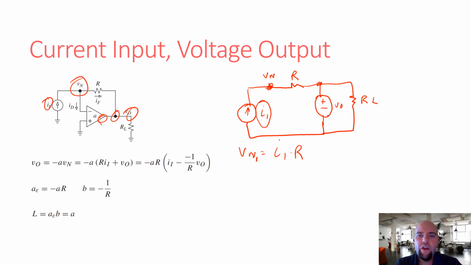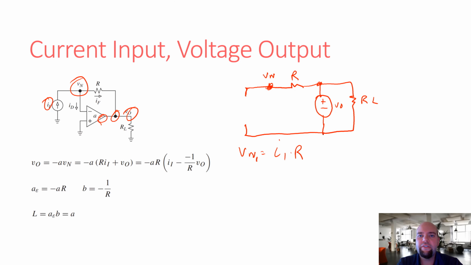And let's now say, what if we set this other source to 0? Well, what's a 0 amp current supply? A current supply that produces 0 amps is just a break in the circuit. It's an open circuit. So the way we set a current supply to 0 is we leave it open circuit. Well, now this is interesting.